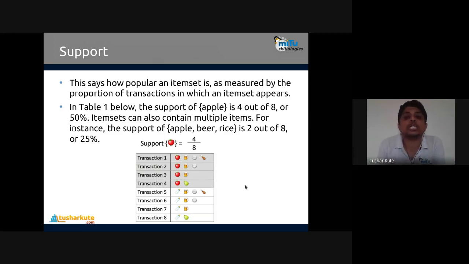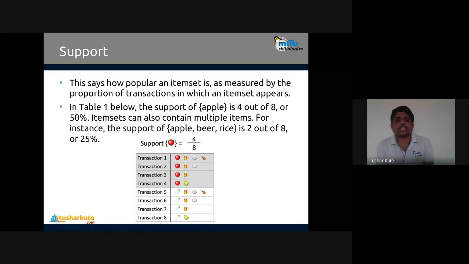Let's talk about some transactions here. There are 8 transactions shown over here, and every customer has purchased different items: apple, beer, rice, and chicken. So 4 different items are mentioned over here. Transaction 2: apple, beer, rice. Second: apple, beer. Then milk, beer, rice, chicken. Milk, beer, rice. Milk, beer. Milk, pear. Okay, 8 transactions, 8 customers.